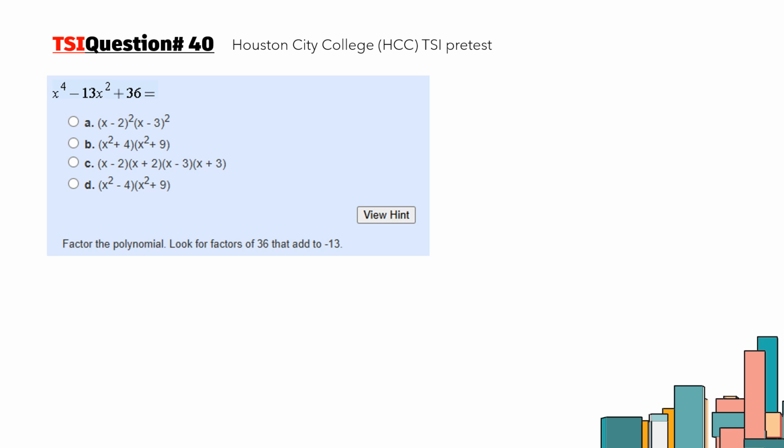x to the power of 4 minus 13x squared plus 36 equals. The hint is: factor the polynomial, look for factors of 36 that add to negative 13.